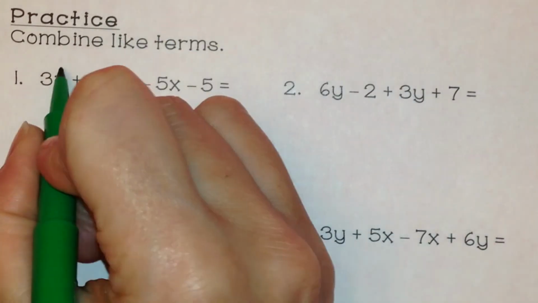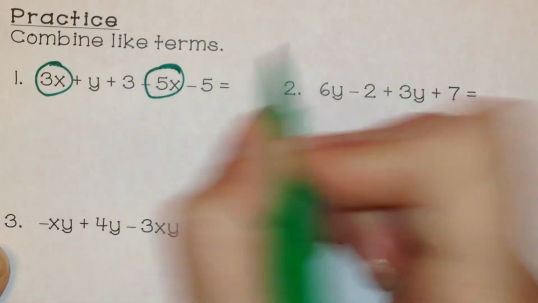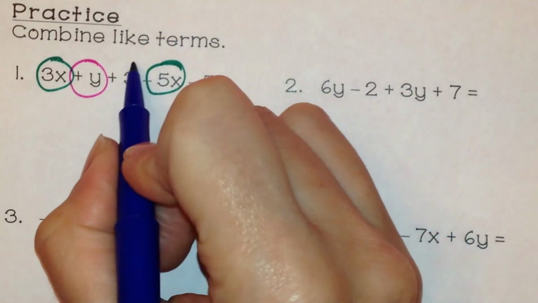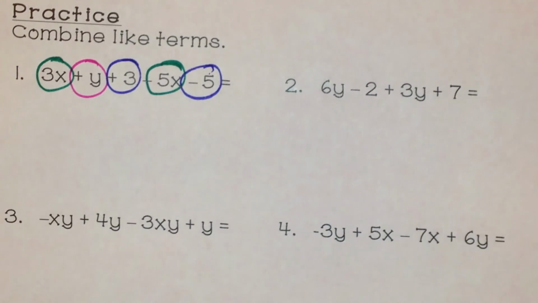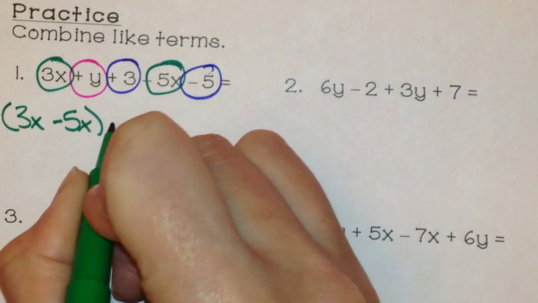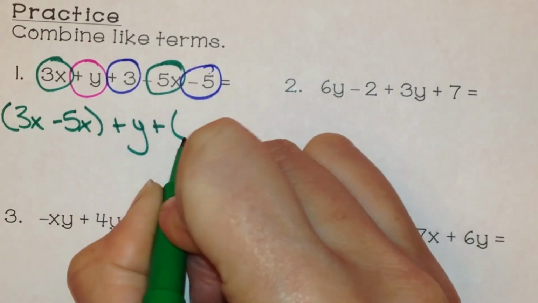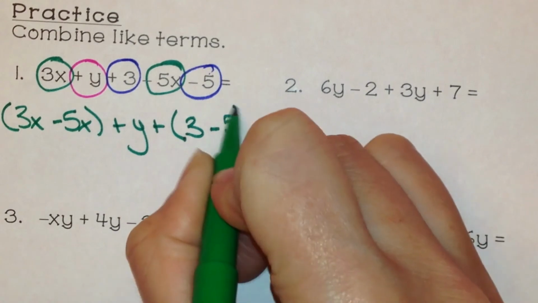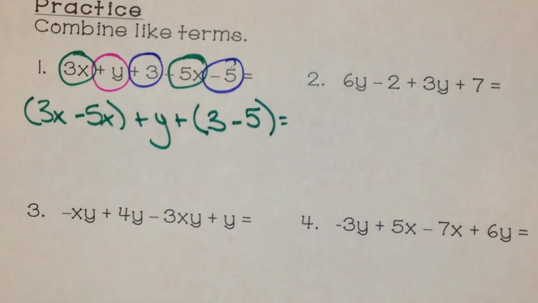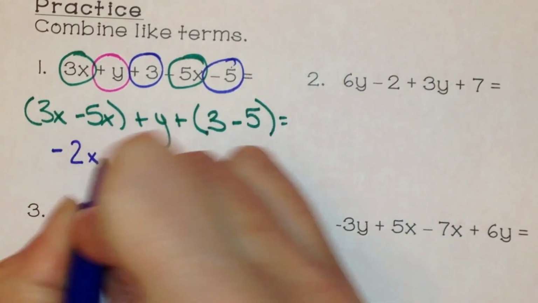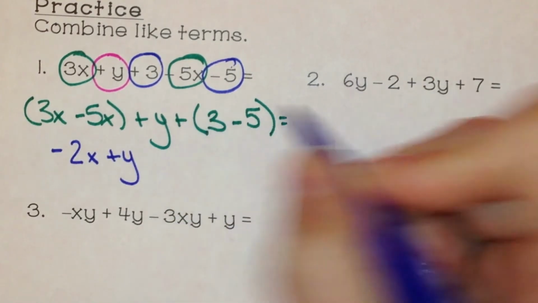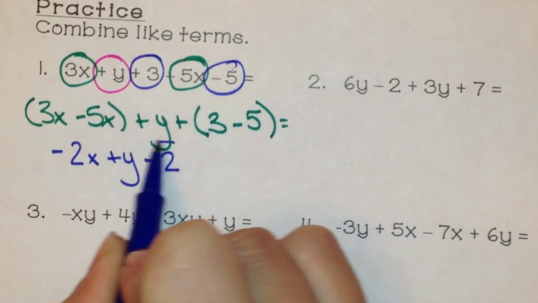All right, so we have 3x minus 5x. We have a y all by itself, and we have a plus 3 and a minus 5. So 3x minus 5x plus y plus 3 minus 5. And remember, I put y by itself because it did not have any like terms. I did that before. So 3x minus 5x is negative 2x plus y. 3 minus 5 is negative 2. I could put plus negative 2 or just minus 2. Either answer works.